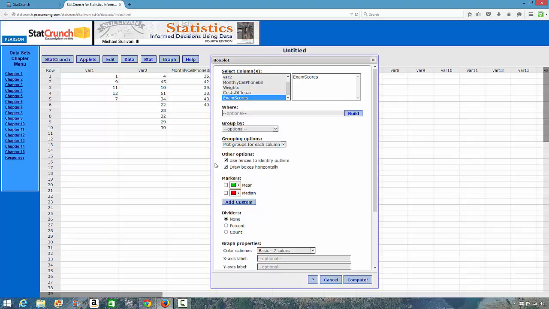We want the box plots to be drawn horizontally. If you don't check this, then StatCrunch will draw it vertically. That is not what you want. You want it horizontally, and you just click compute.